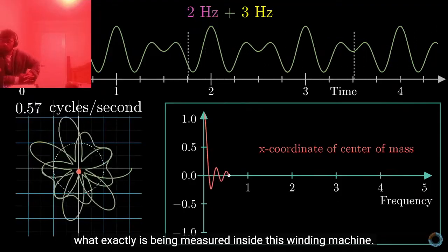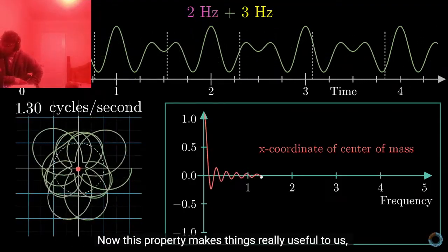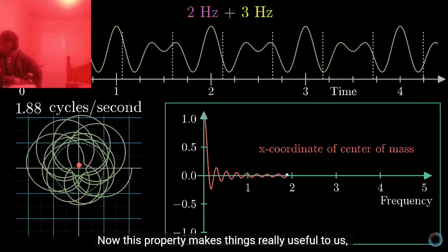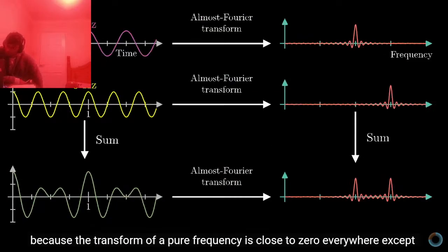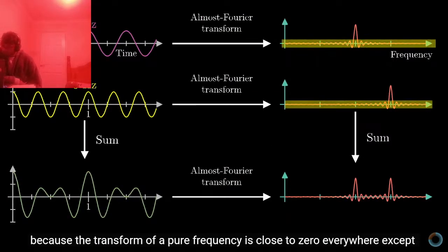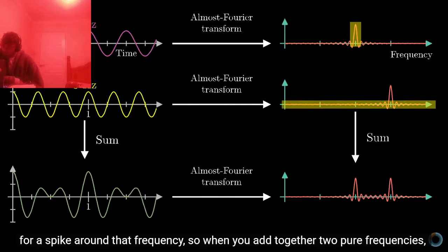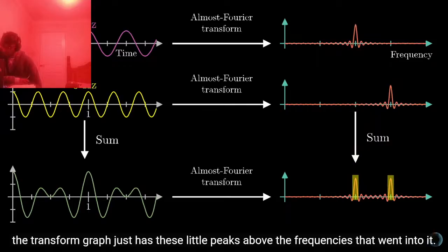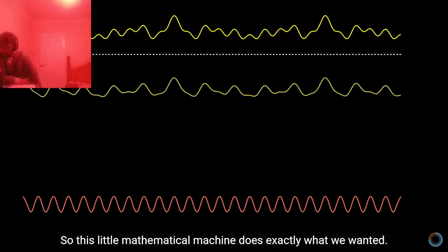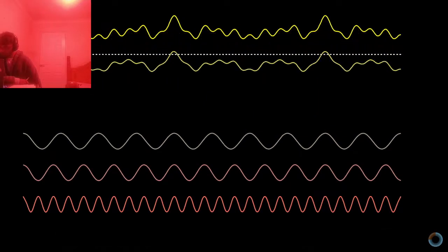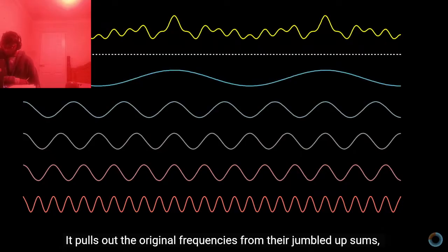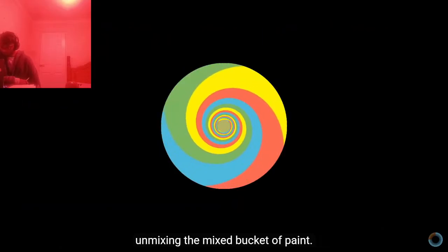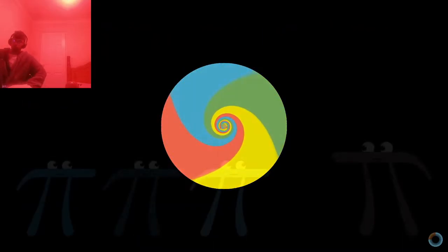inside this winding machine. Now this property makes things really useful to us because the transform of a pure frequency is close to 0 everywhere except for a spike around that frequency. So when you add together two pure frequencies, the transform graph just has these little peaks above the frequencies that went into it. So this little mathematical machine does exactly what we wanted. It pulls out the original frequencies from their jumbled up sums, unmixing the mixed bucket of them.